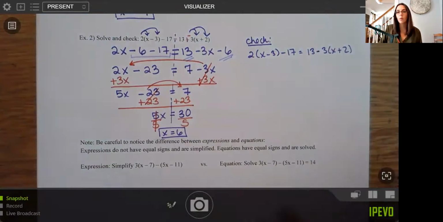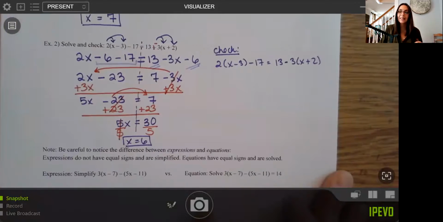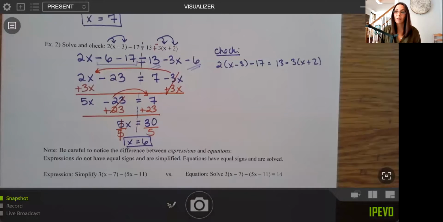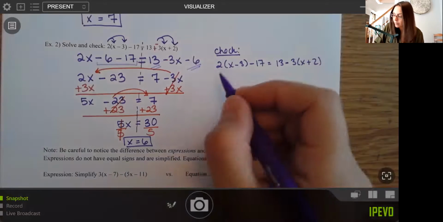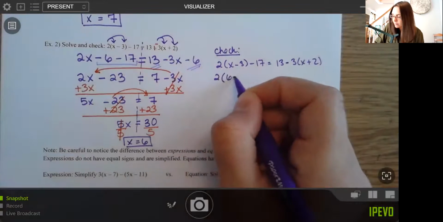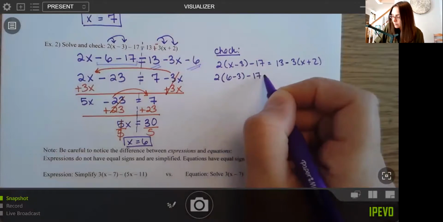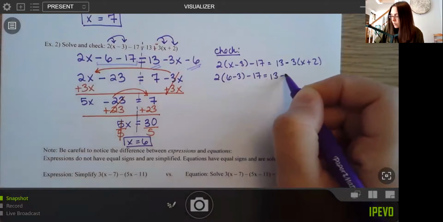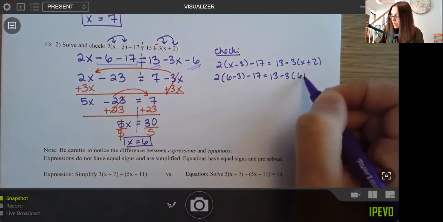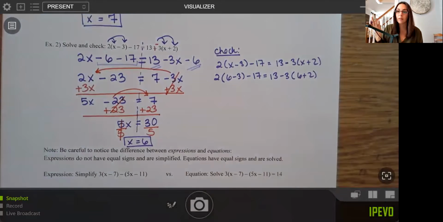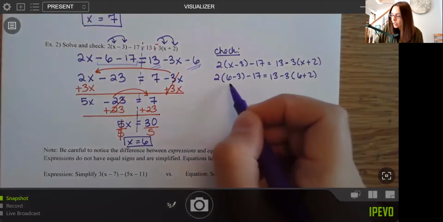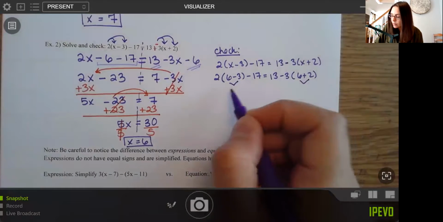Now, let me check one more with you guys just to kind of go through the process. You do have to go back to the original problem if you're going to do the check. And I'm going to replace that x with 6. You can also do your checks mentally. And this one's a little bit harder because it's kind of a long problem. But for the easy ones, you can even just do a mental check and make sure the answer comes out right.